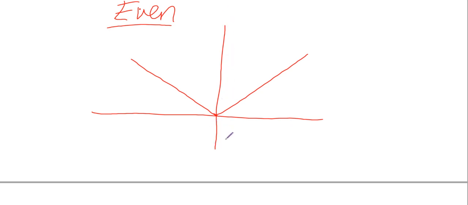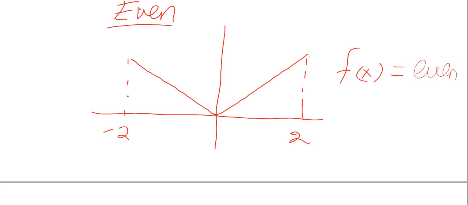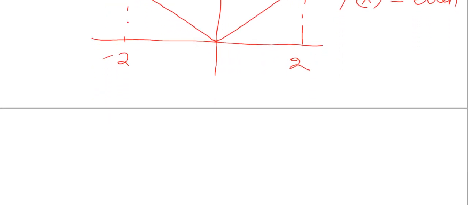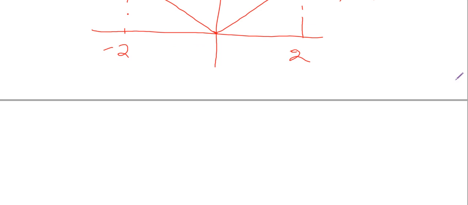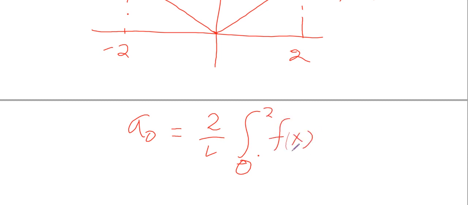In this case, now we can integrate our function. We can determine the coefficients by integrating from minus 2 to positive 2 here. Now, because the function f of x is now even, when we are determining the Fourier coefficients, first we will see that a naught, we will write it as 2 over L integral from 0 to 2 of f of x dx.